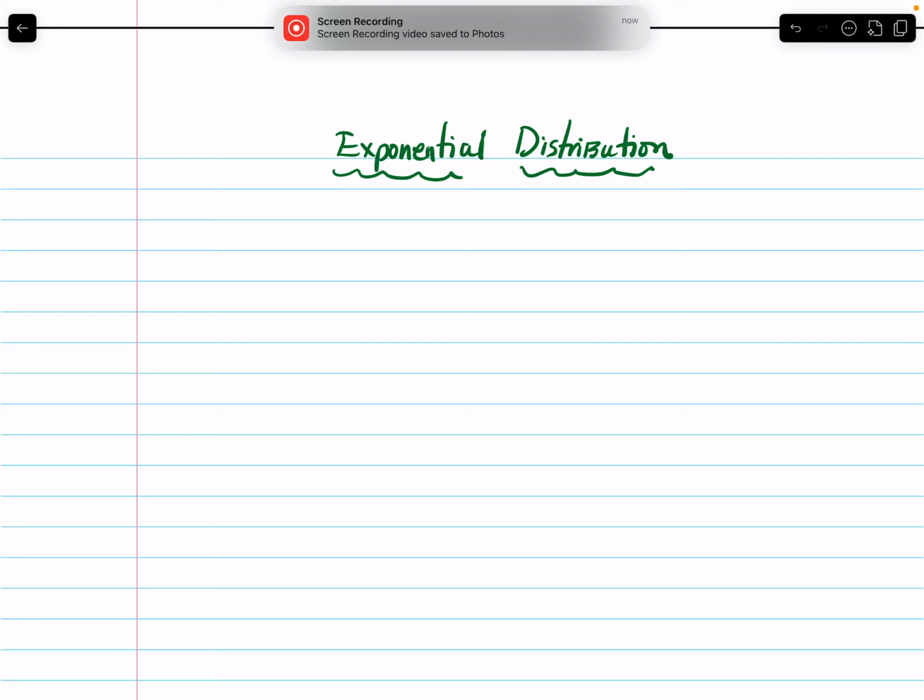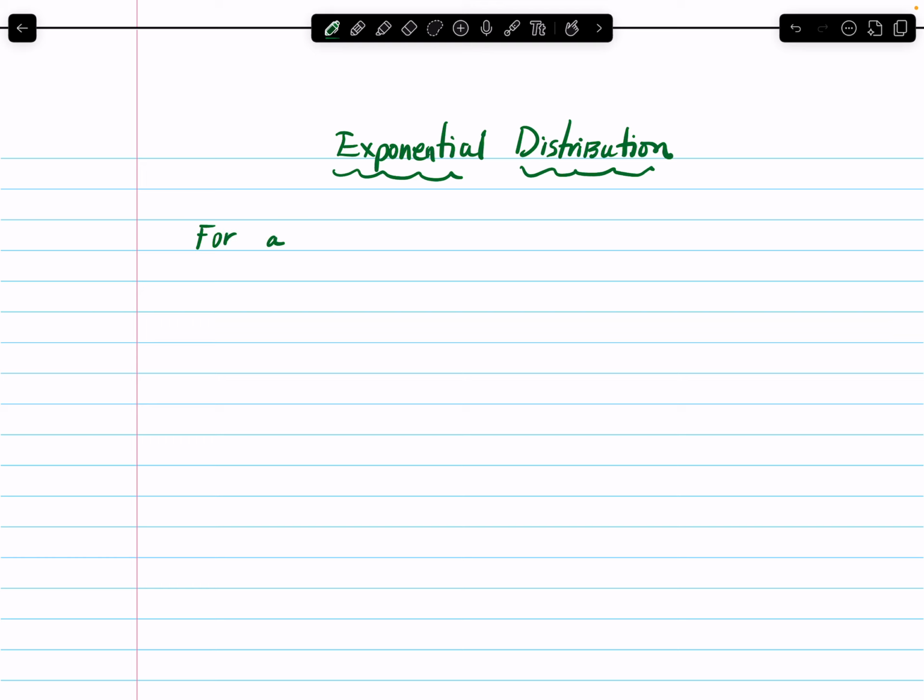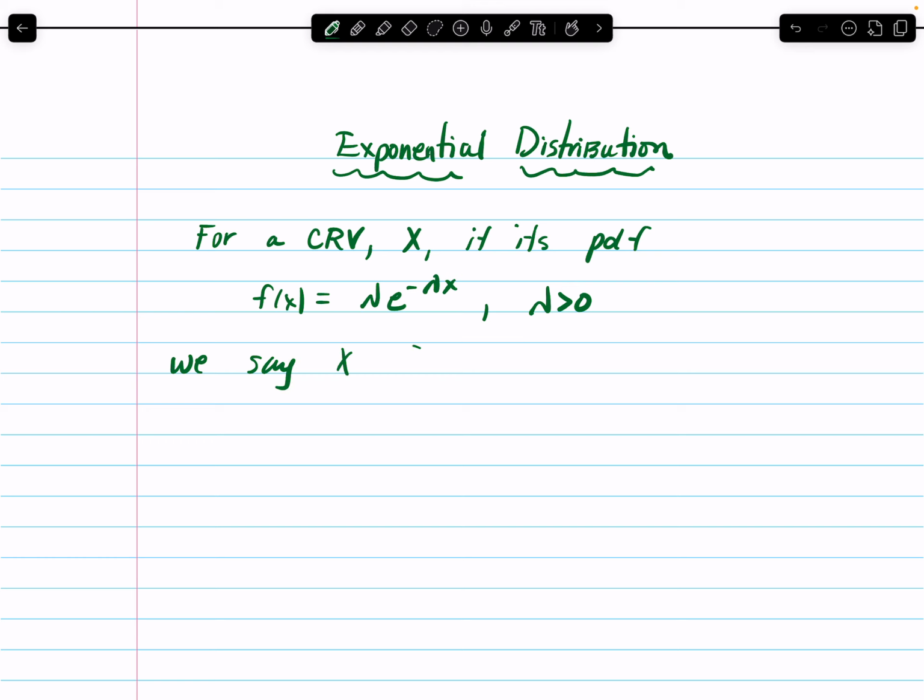All right, let's talk about the exponential distribution. So, for a continuous random variable, CRV, X, if its PDF f of x is equal to lambda e to the negative lambda x for lambda greater than 0, we say X follows an exponential distribution. So we're defining it by its PDF.